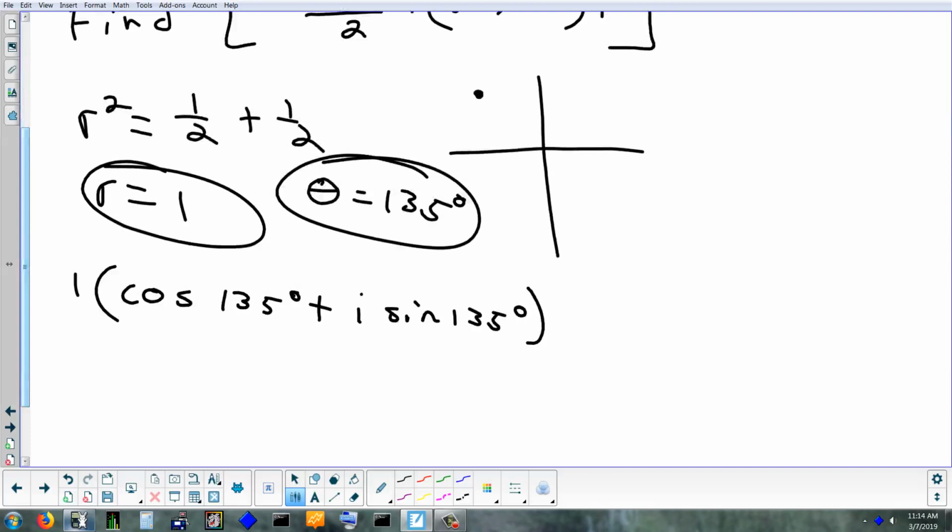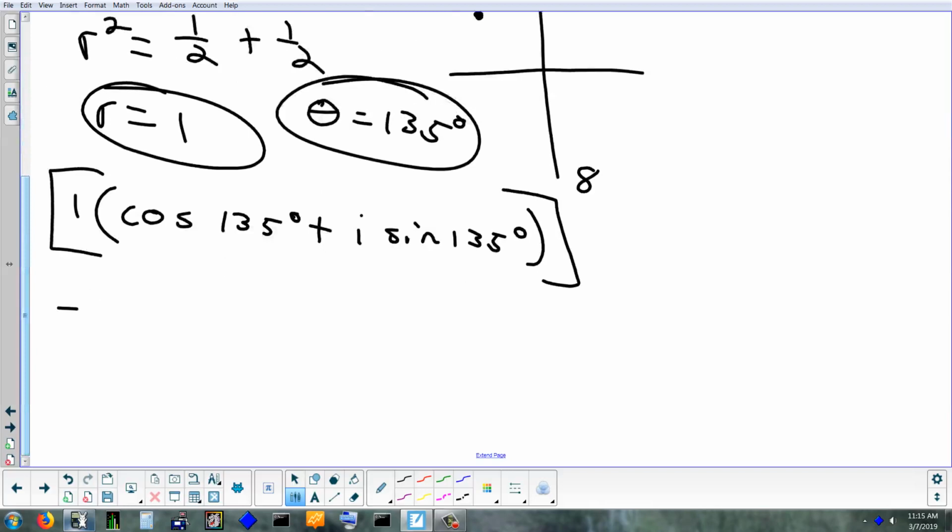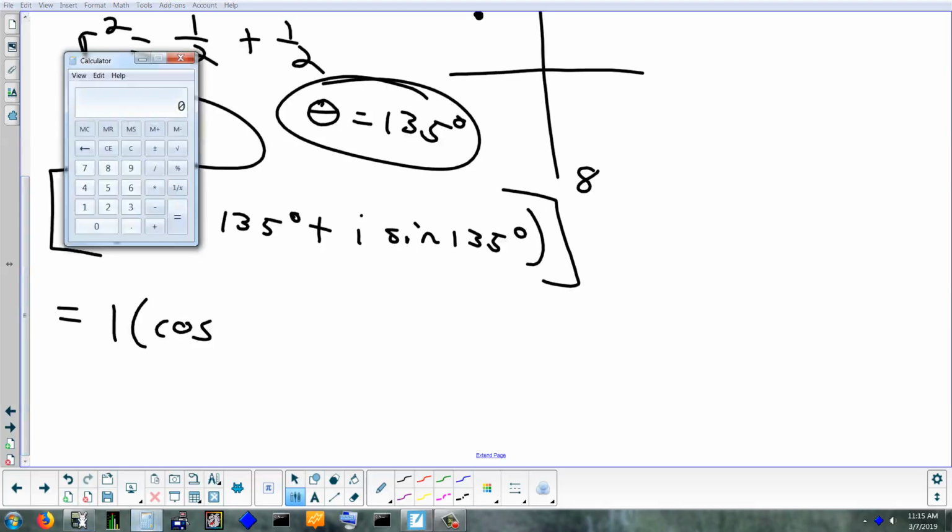And what power are we raising that to? 8th, okay. So raise it to the 8th. What's my radius going to be when I raise it to the 8th power? Not 8. 1. It's just 1 times 1, 8 times. So 1 to the 8th is still 1. And this is a little bigger. What's the calculation to get my angle? 8 times 135. So it's 1080.